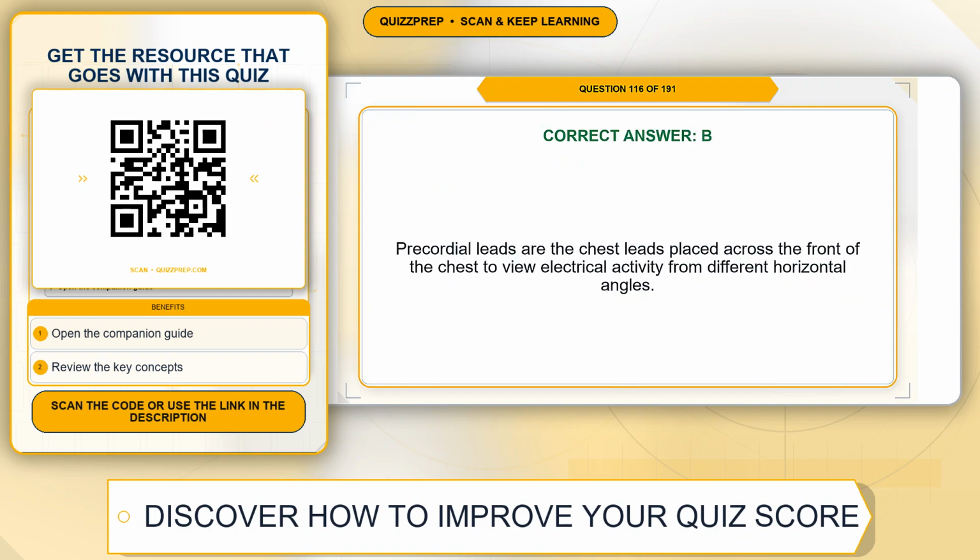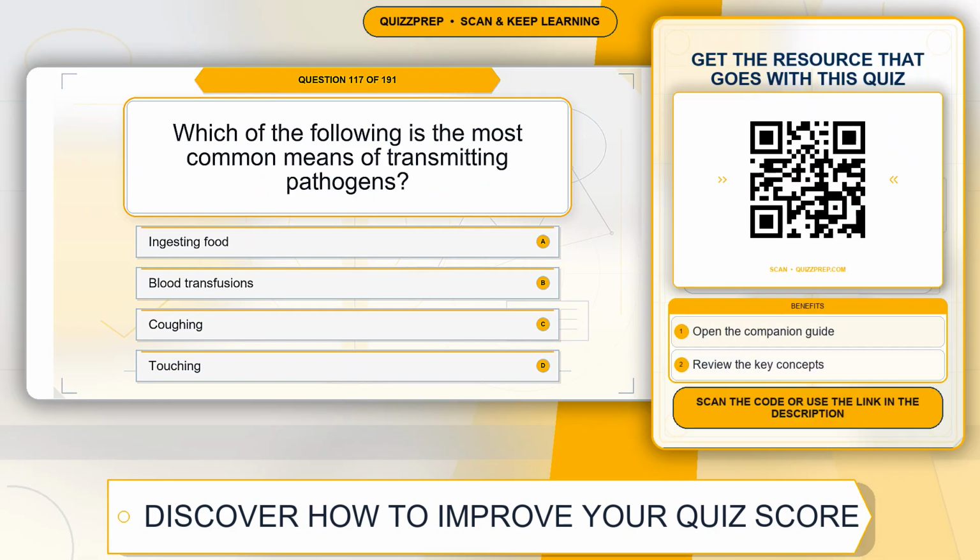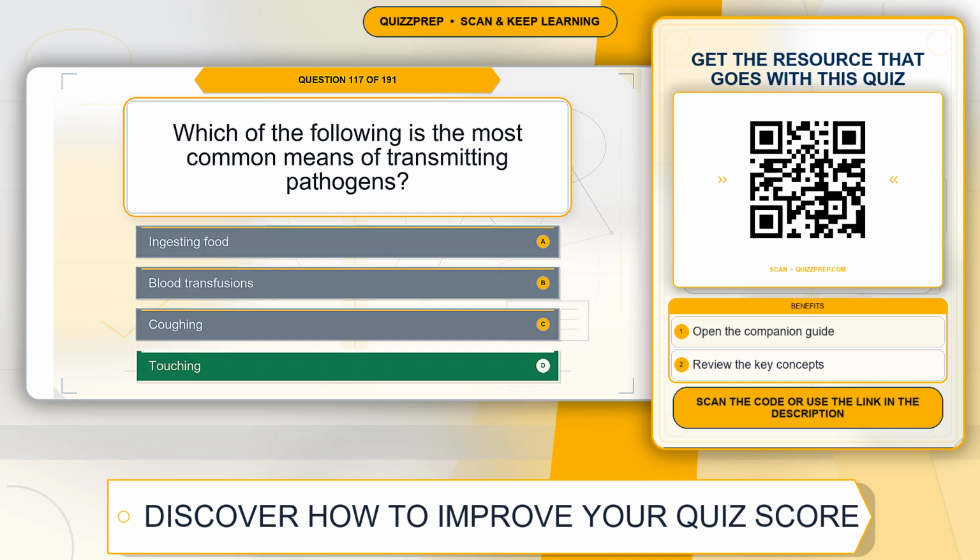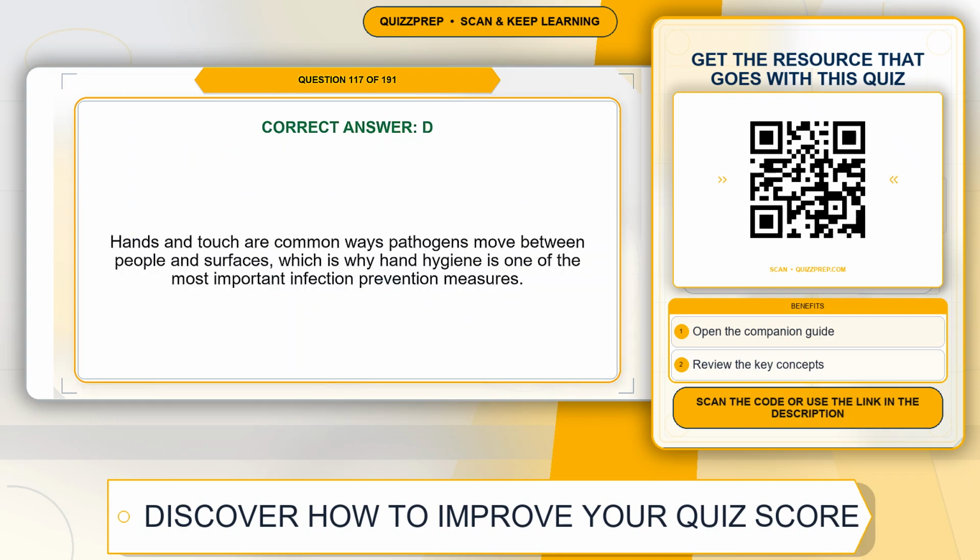Question 117. Which of the following is the most common means of transmitting pathogens? Option A, ingesting food. Option B, blood transfusions. Option C, coughing. Option D, touching. The correct answer is option D, touching. Explanation: hands and touch are common ways pathogens move between people and surfaces, which is why hand hygiene is one of the most important infection prevention measures.